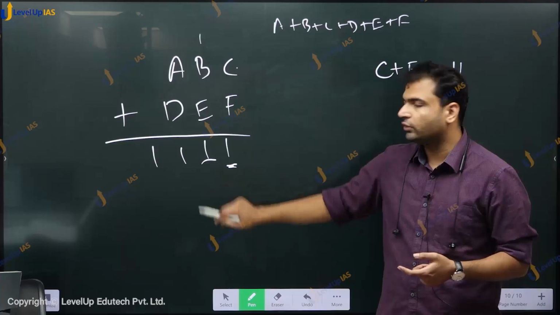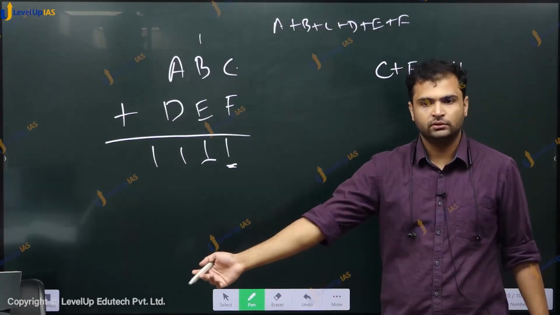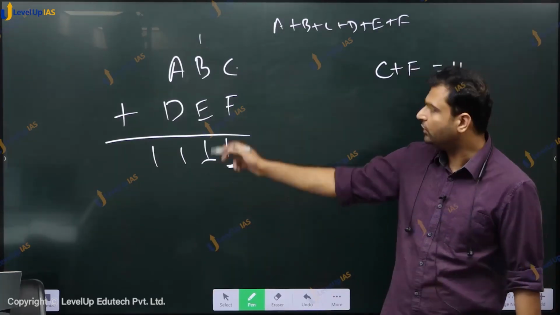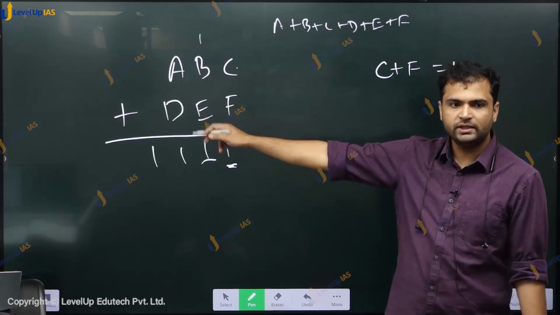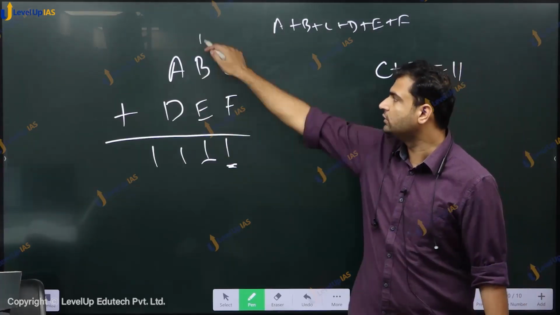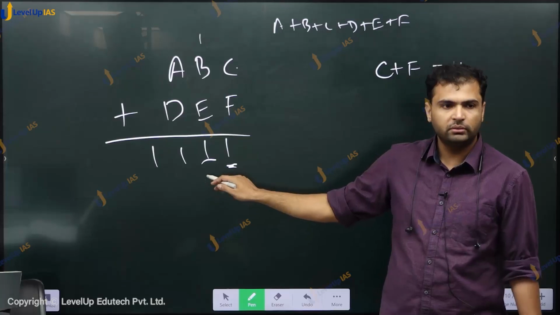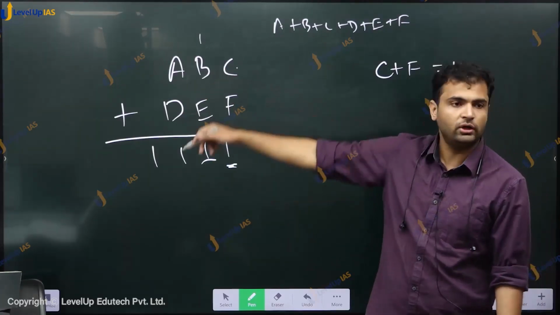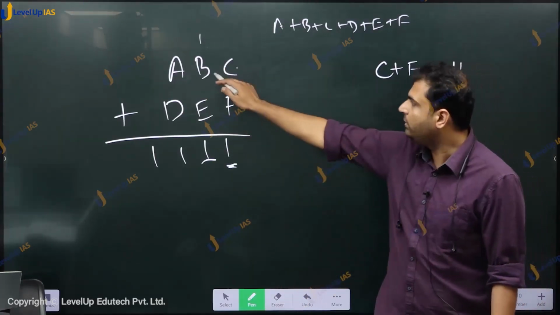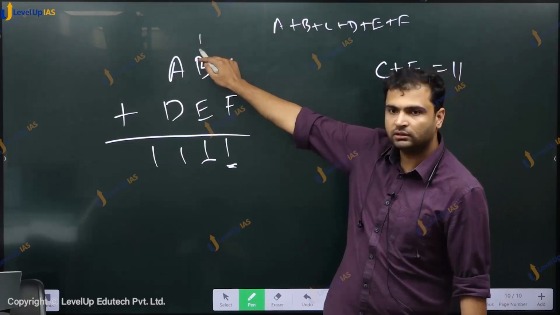So this 1 can come from 1 or 11. It cannot come from 1 because this cannot be 0. When would it come from 1? When we have 0, 0 and 1. That is the only choice when we get addition as 1. But that is not possible because these are non-zero numbers. So what we have, b plus e plus 1 is 11.